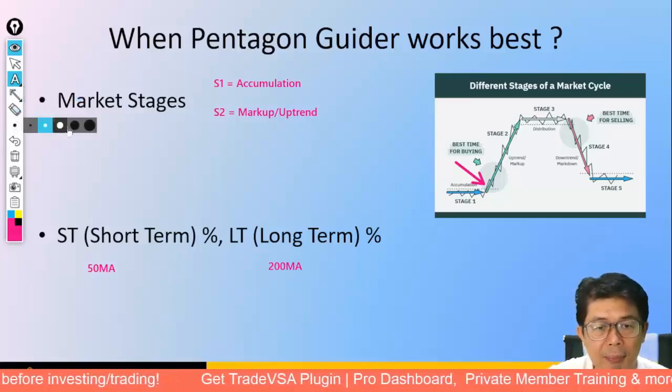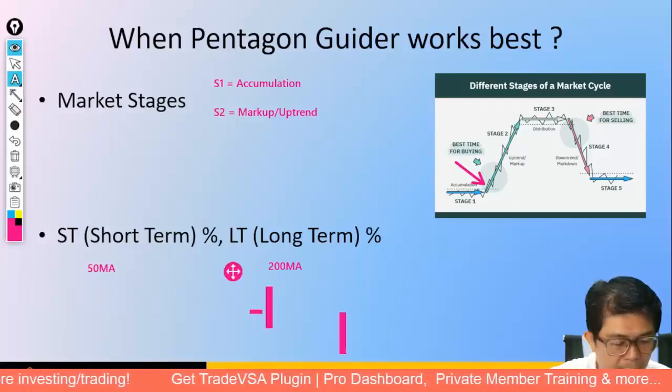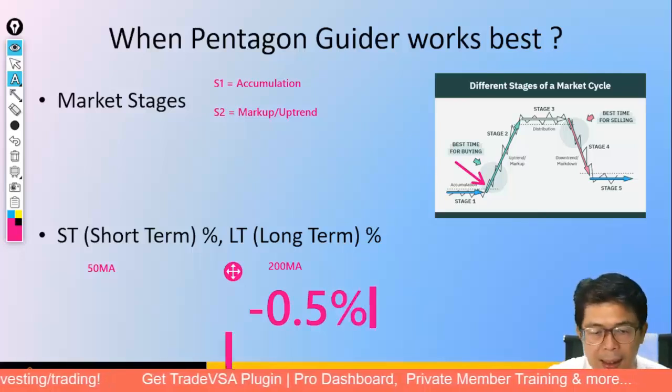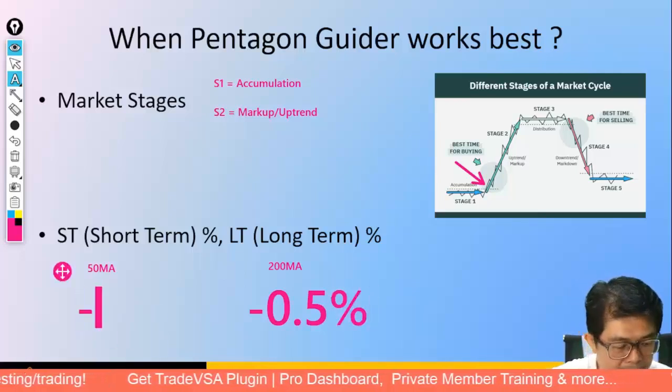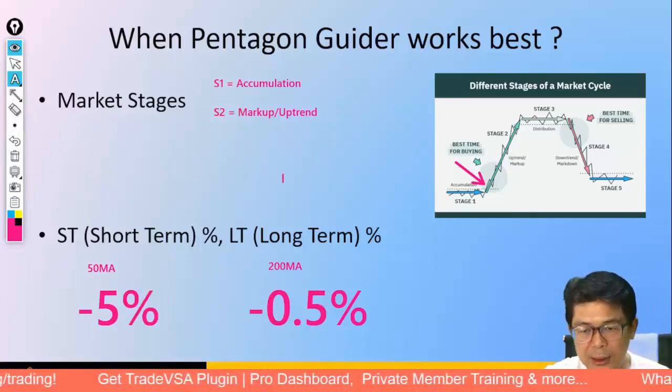Through our back testing, we have found the percentage of the 50 MA, which you've seen time and time again. We use minus 0.5 for the LT, so we just want the price of the stock to be slightly above the 200-day moving average. We always use this. Let me just make this a bit bigger so you can see it. We will use minus 0.5 percent, and then we use minus 5%. That has always been our signature.